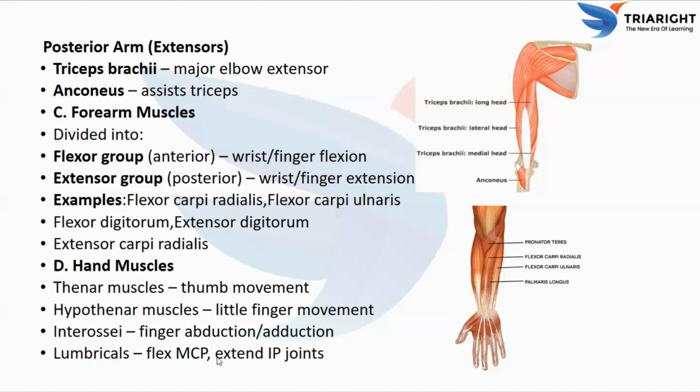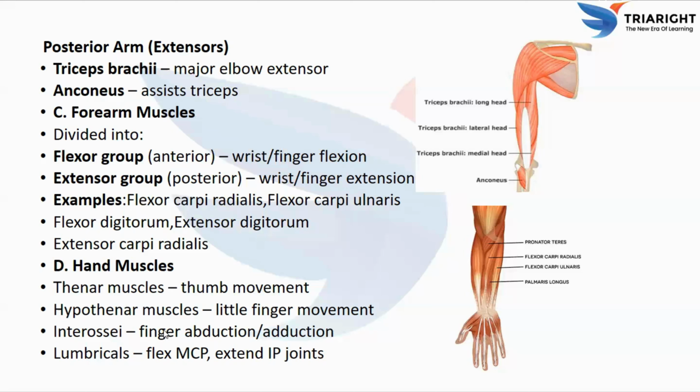Whereas hypothenar muscles are located at the little finger side. They also control the little finger movements. Whereas the interossei muscles are found between the metacarpal bones. So what do they do? The dorsal interossei abduct the fingers, that is DAB. Whereas the palmar interossei adduct the fingers, that is PAD. Okay, so this is about the 3 muscles, and the last one is lumbricals.